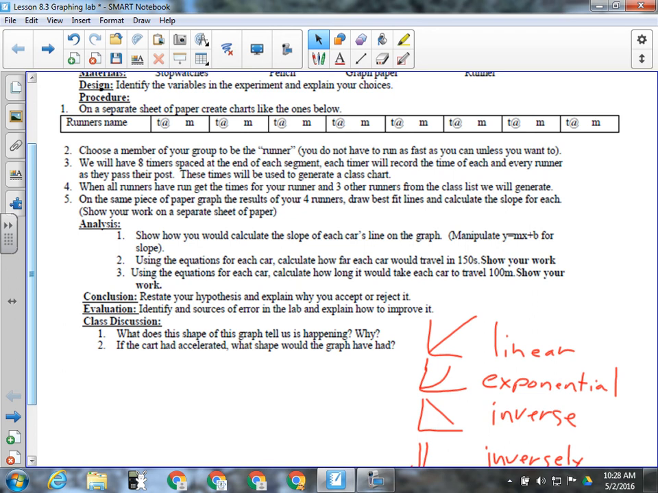For number 2, using the equation for each car, calculate how far each car would travel in 150 seconds. Show your work. So I want to see the calculation for each car in your lab report.